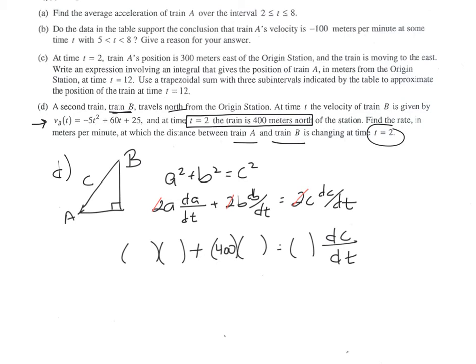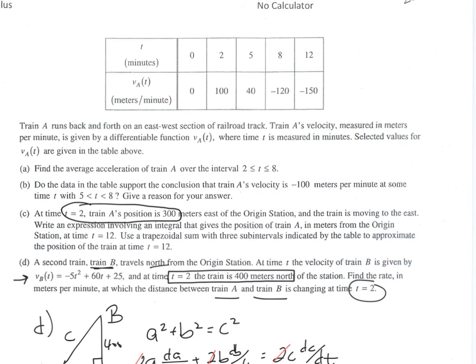And in part C, they told us that at t equals 2, train A's position is 300 meters. So we'll put a 300 for A. So now if this distance is 300 and this distance is 400, we know that this distance should be 500. Now we have to fill in our rates of change. So dA/dt we can get from the table. At t equals 2, dA/dt is 100.